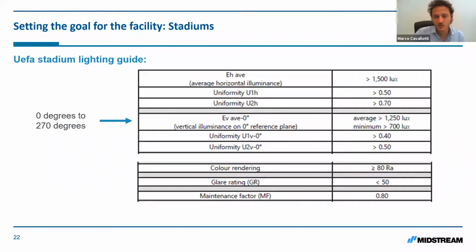The glare rating should not exceed 50, as we have seen so far, and the maintenance factor shall be set at 0.8. I forgot to tell you that for all we have seen so far in Dialux, the maintenance factor was set at 0.9, since the average usage per year is between 500 and 1,000 hours for a local sport facility, and a 0.9 maintenance factor is definitely the right value for this.